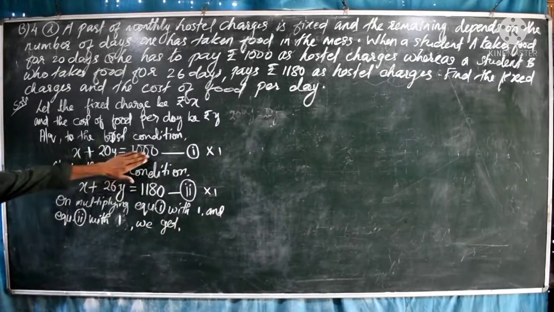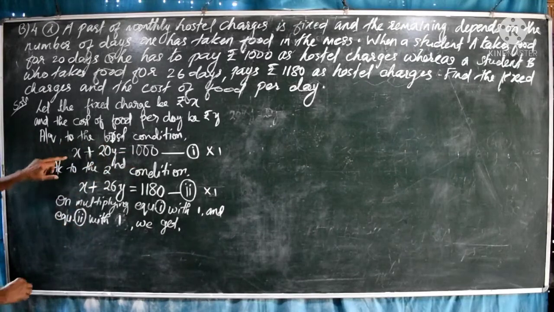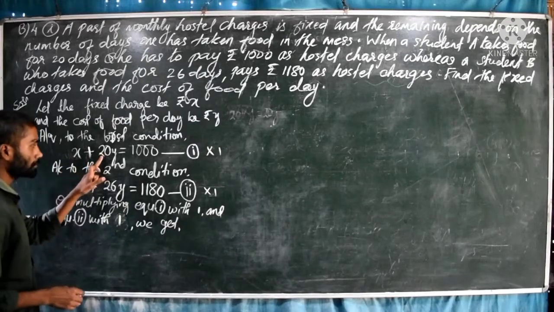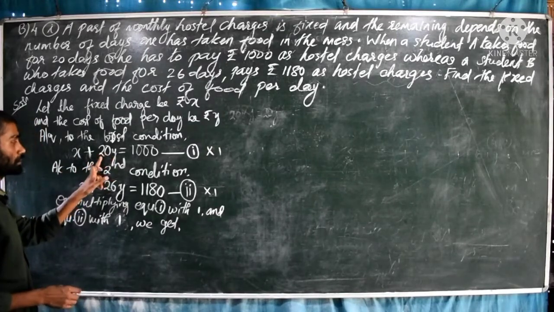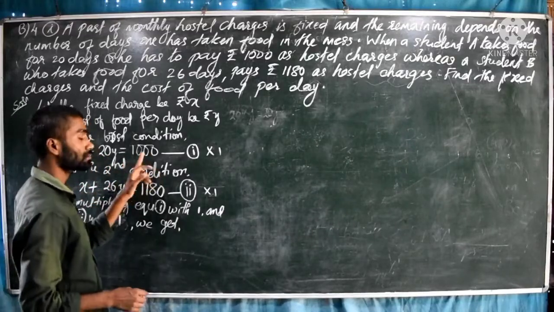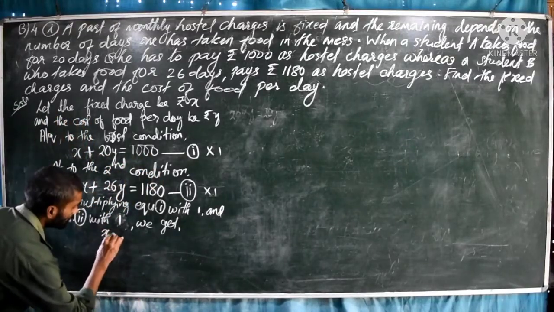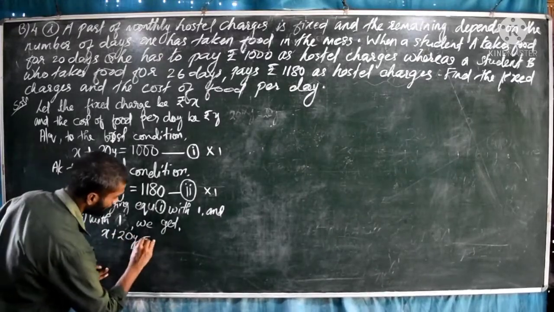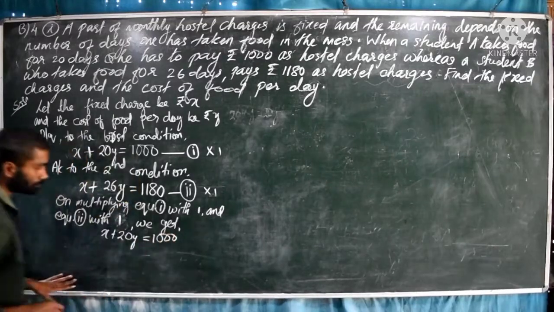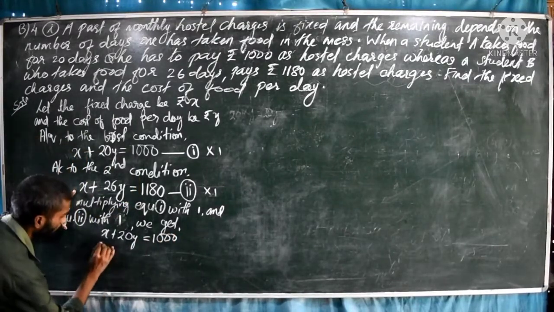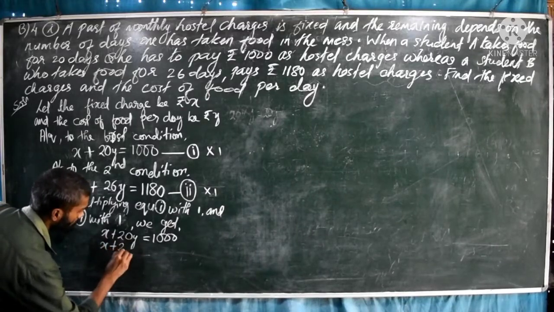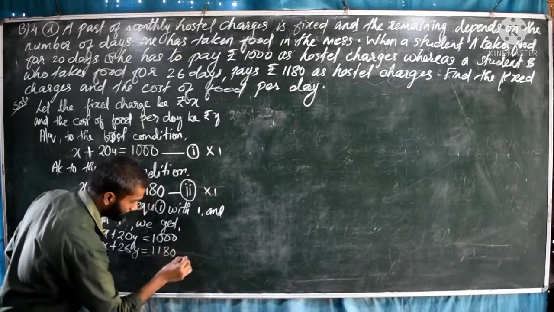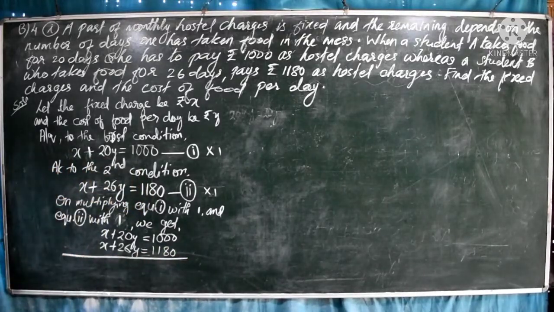Now equation 1 will not change, it will be as it is. When we are multiplying 1x with 1, it will be x only. When we are multiplying 20y with 1, we will get 20y itself. When we are multiplying 1000 with 1, we will get 1000 itself. So x plus 20y is equal to 1000, and equation 2 is changed into x plus 26y is equal to 1180.